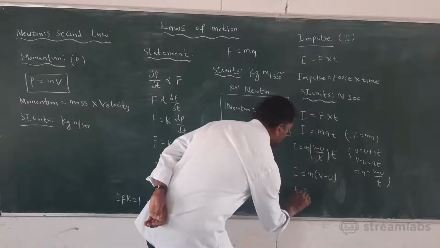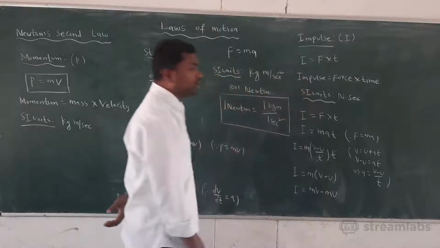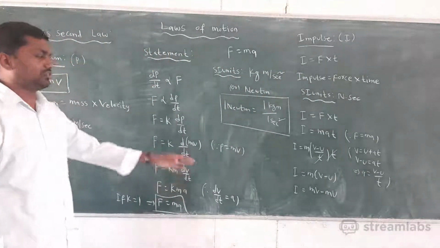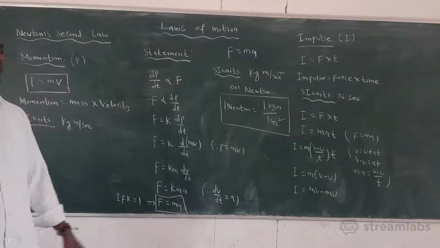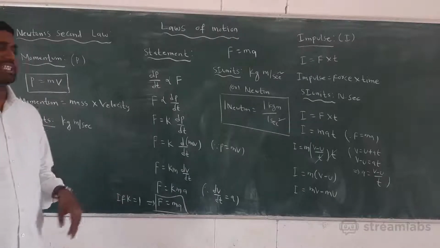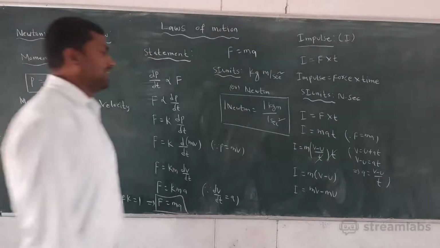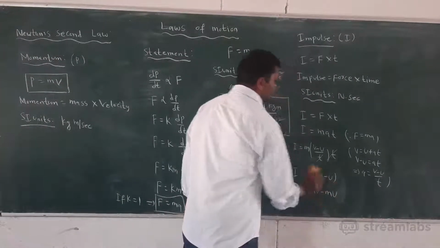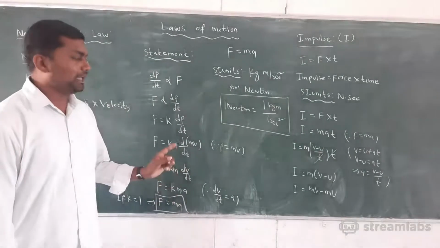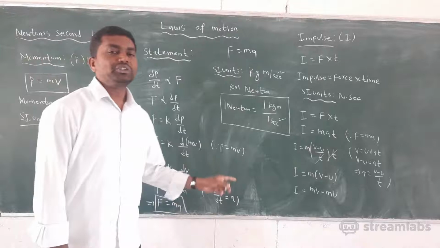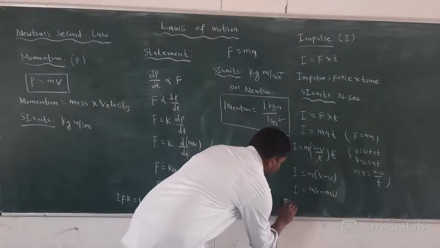So I is equal to MV minus MU. Observe this equation: I is the impulse, M is the mass, and V and U are the final velocity and initial velocity. So this is the change in momentum. So impulse is equal to change in momentum. This is how we define the impulse.